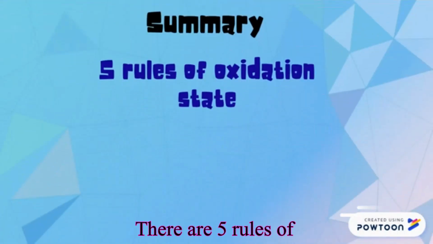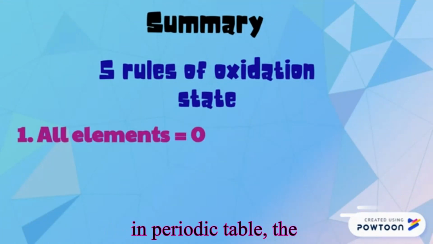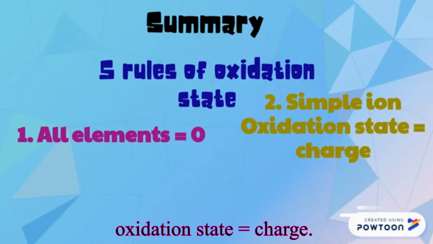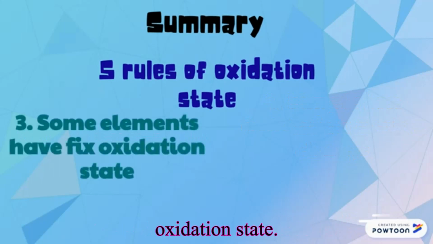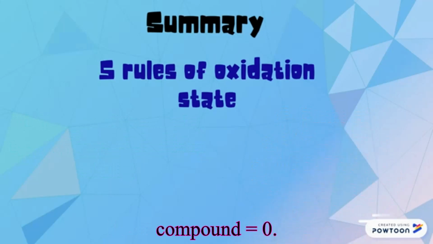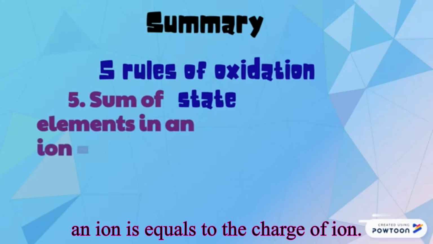There are 5 rules of oxidation state. The first one, for all elements in the periodic table, the oxidation state equals 0. Second, for simple ions, the oxidation state equals the charge. Third, some elements have fixed oxidation state. Fourth, the sum of elements in compounds equals 0. Final one, the sum of elements in an ion equals the charge of the ion.